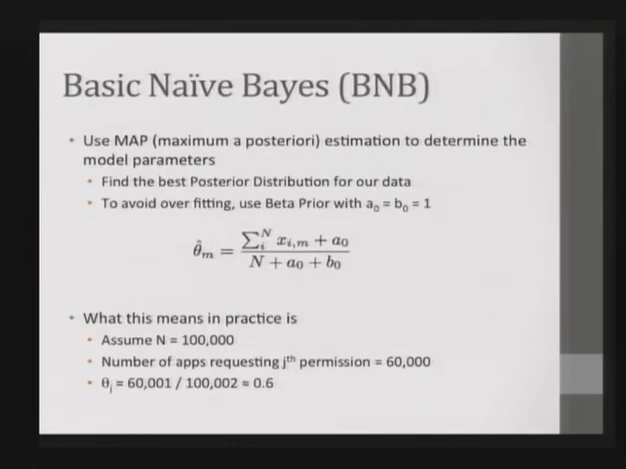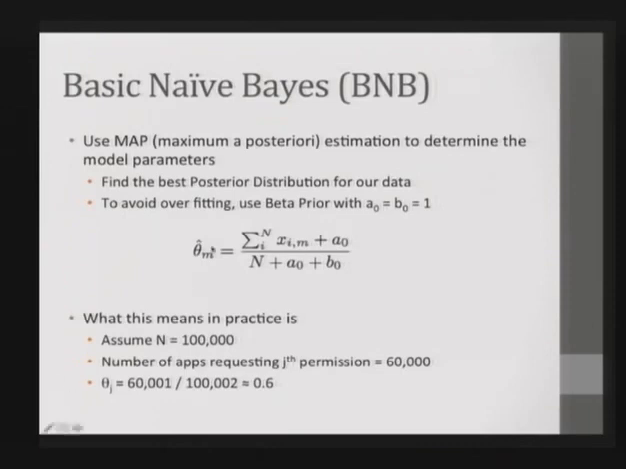And the way that we do that is using a maximum a posteriori estimation to determine the model parameters. Essentially, what that means is we want to find the posterior distribution for our data that's going to maximize the probability of our data fitting those model parameters. And to avoid overfitting, we use a beta prior. That's not really important, but it'll come into play in the next model.